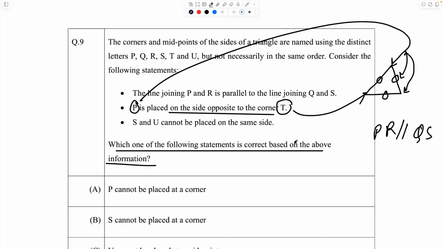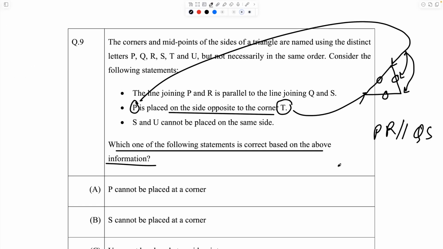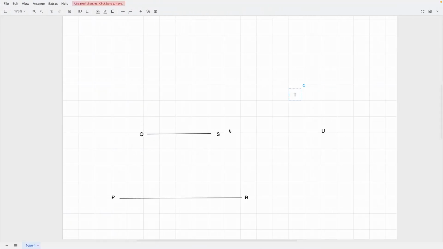I will do that with the help of computer graphics, because computer graphics is a very good tool for teaching, right? So that is how I am going to use it. With these constraints present, let me show that to you. So this is line QS, and this is line PR, right? PR and QS.